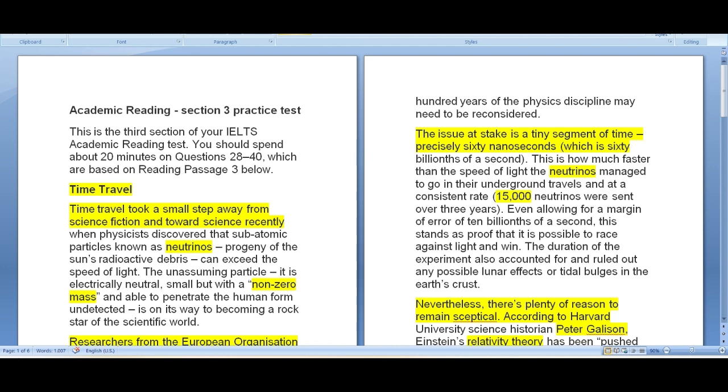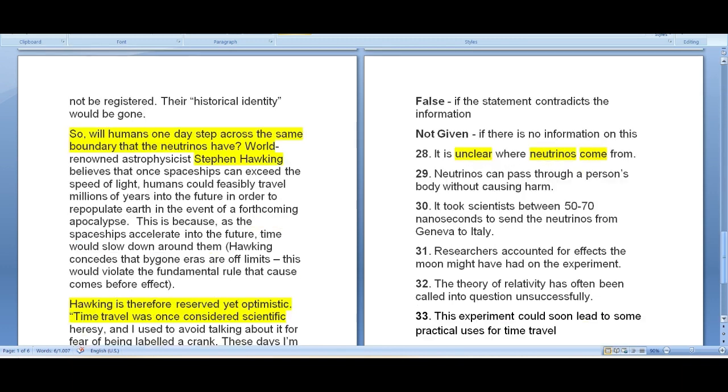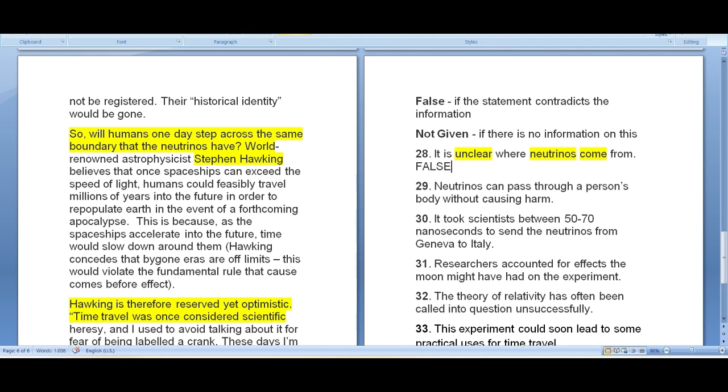So, particles known as neutrinos, progeny of the sun's radioactive debris, can exceed the speed of light. So, what does this say here? Their origin. They're a product of the sun. Even if we don't know what these words mean, we don't care. It gives us an explanation of what they are and where they come from. So let's go back to our task. It is unclear where neutrinos come from. So what do you think? Is it really unclear where neutrinos come from? No, we have a clear answer here, so it's false. It is clear. We know they come from the sun.